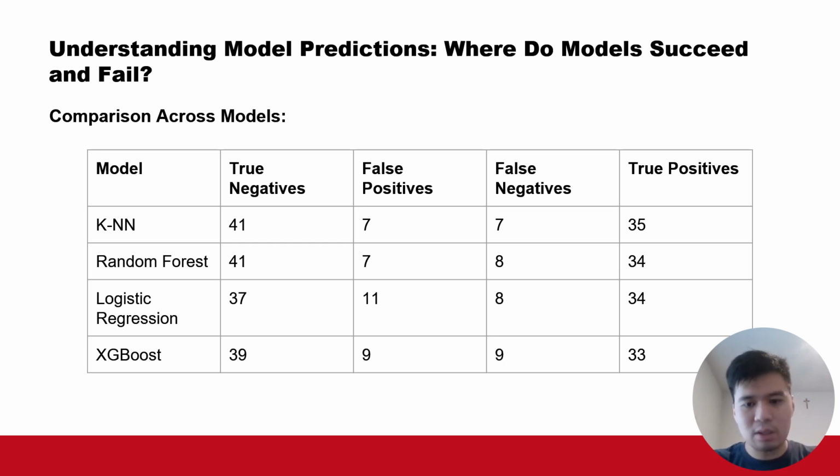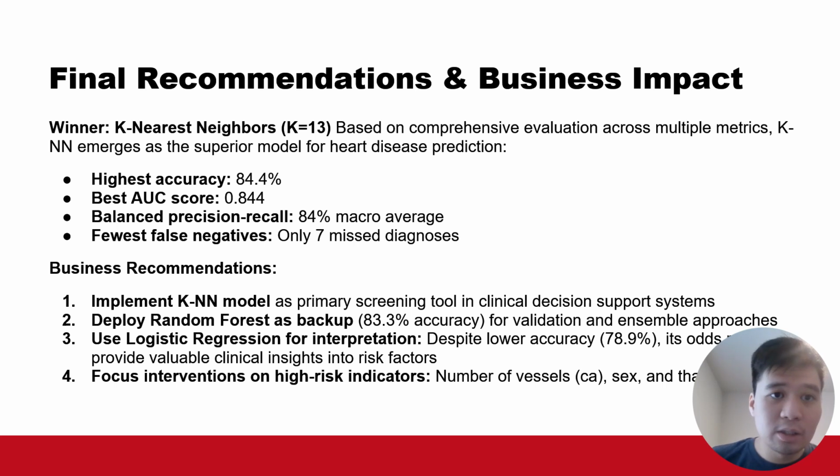Now let me bring this all together for my final recommendations. Based on this comprehensive analysis, I'm ready to make clear recommendations for implementing these models in a clinical setting, wherever that's relevant and possible. The winner here, quite obviously, is k nearest neighbors with k equals 13 neighbors. Based on evaluation across multiple metrics like accuracy, AUC, precision, recall, and our confusion matrix analysis, KNN emerges as the superior model for heart disease prediction.